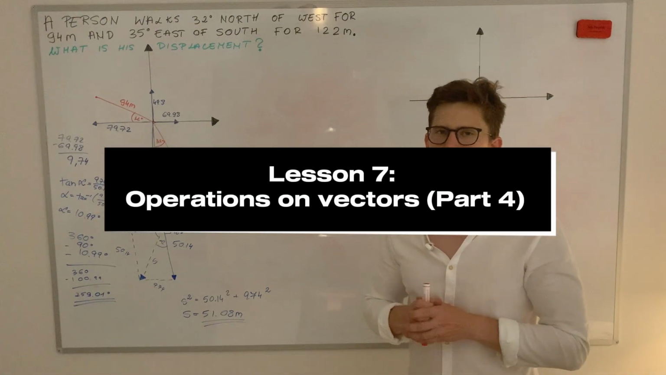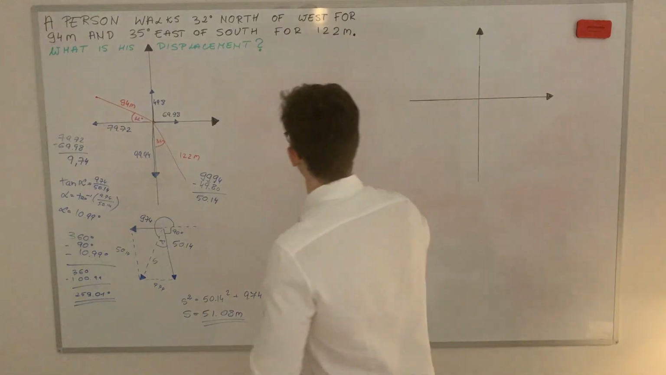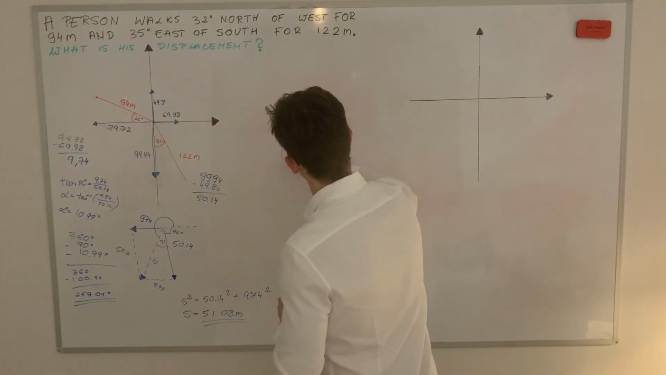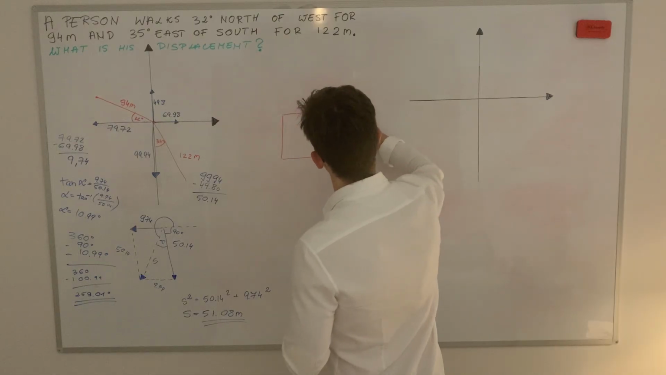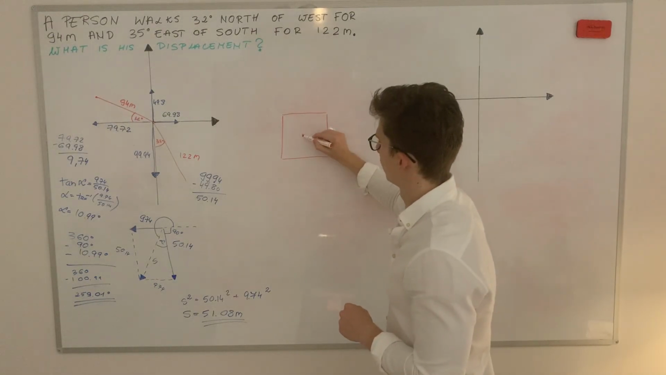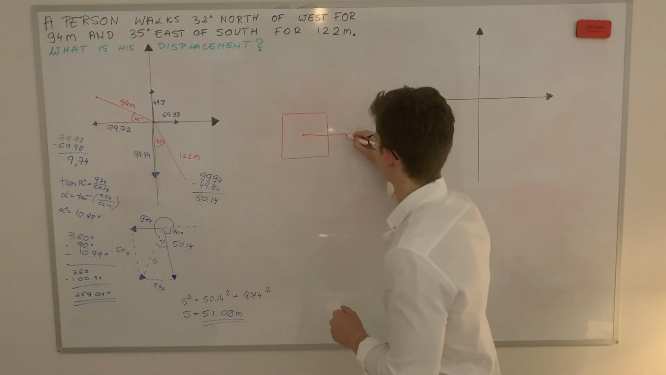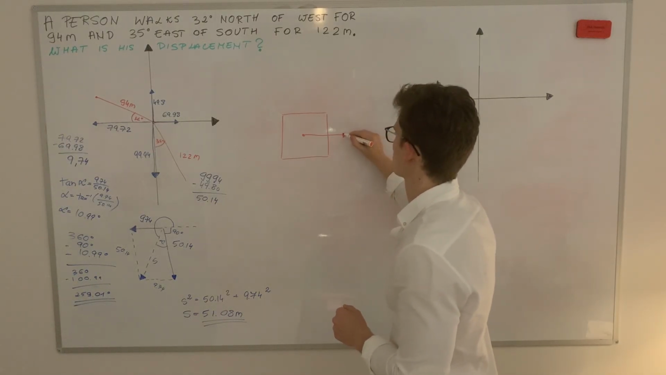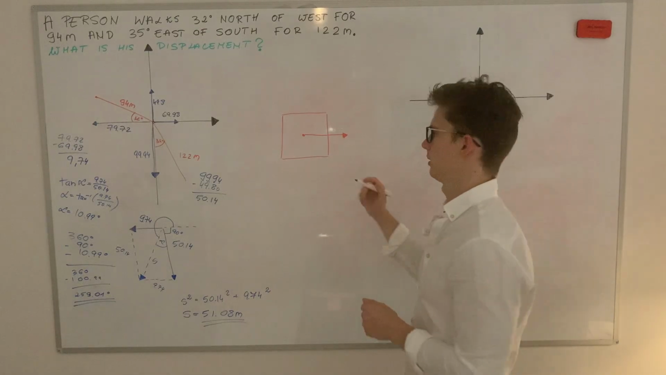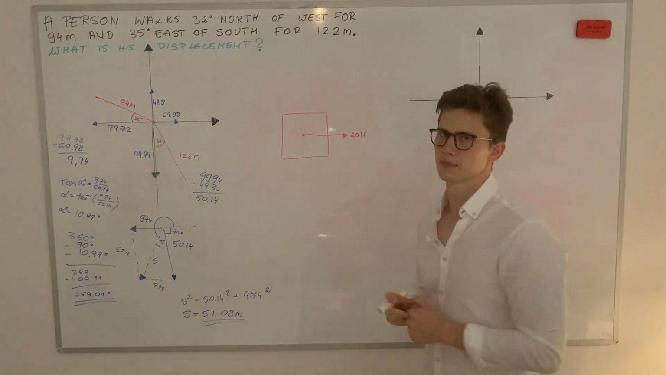One more task that I would like us to do together is one where we have three forces. So let's imagine again a box. On this box we'll have three forces acting, so we'll have three vectors. Let's say the first one acts perfectly eastward and has a magnitude of 20 newtons.